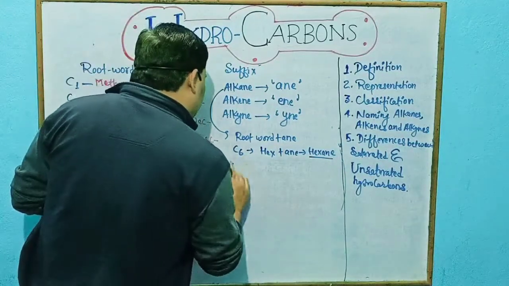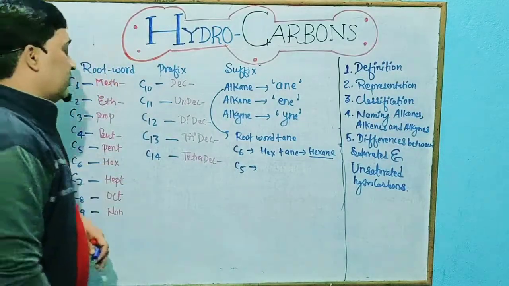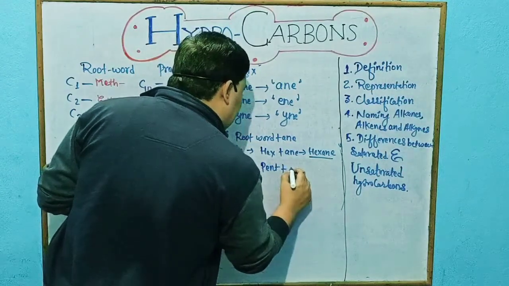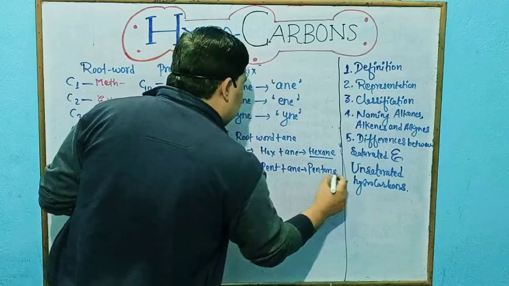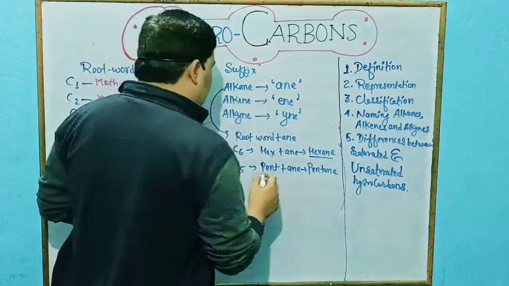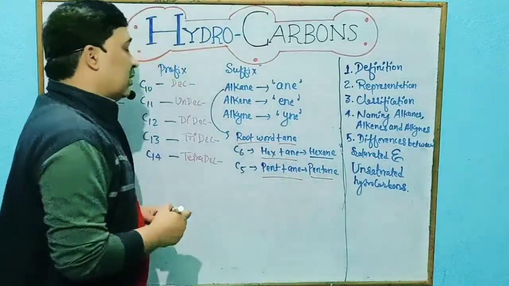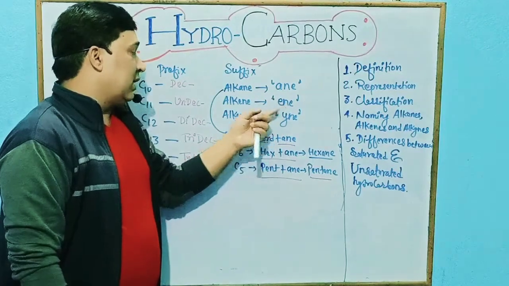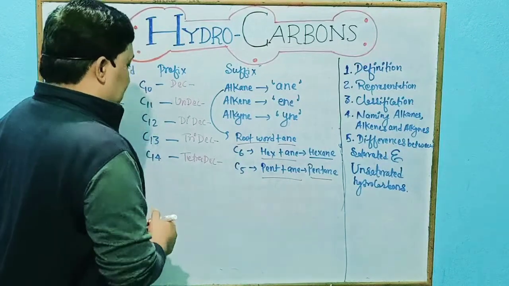Similarly, for number of carbon atoms 5, the root word is pent. So we take pent as prefix and we add ANE as suffix, it becomes pentane. In a similar manner, alkenes and alkynes are also named: root word plus suffix. Root words are used as prefix, and ANE is the suffix for alkane, ENE for alkene. Let's take some examples of alkenes and alkynes also.